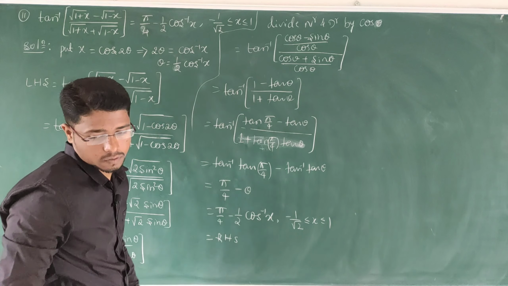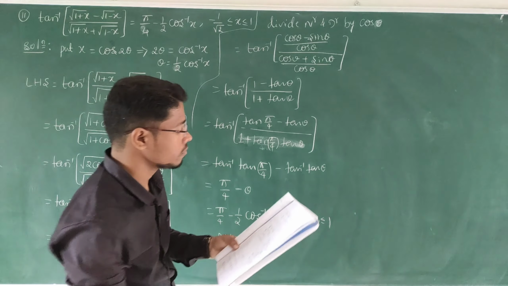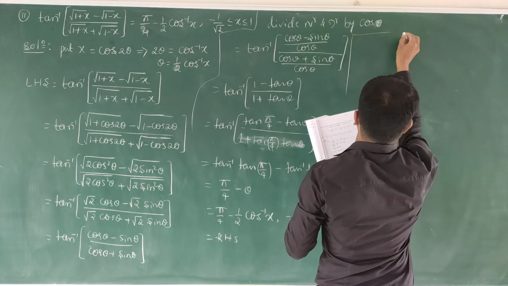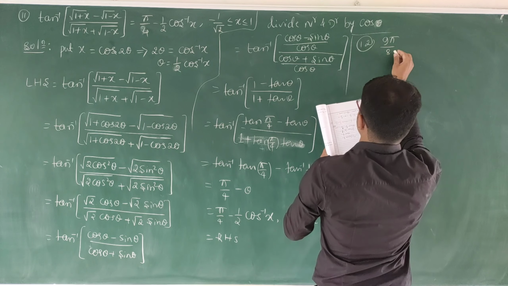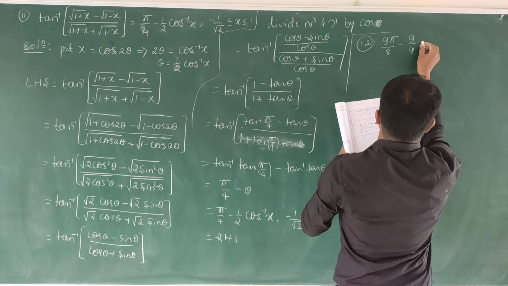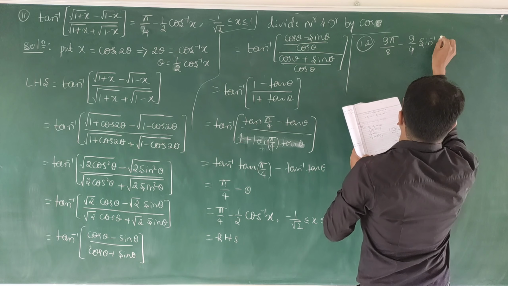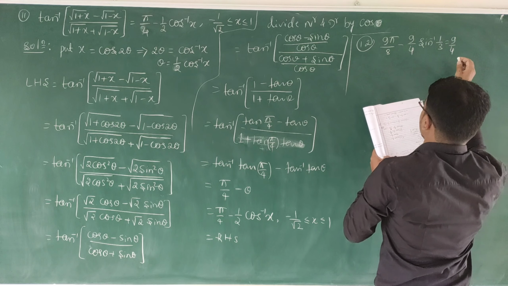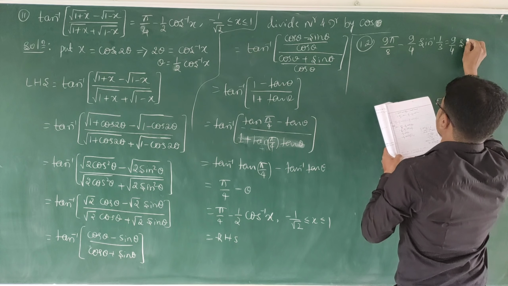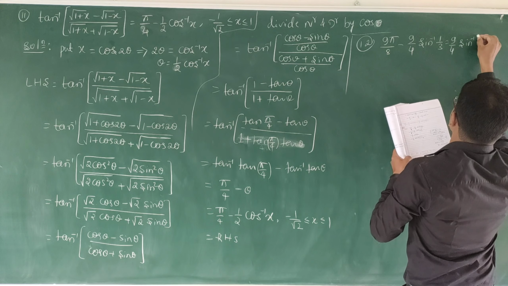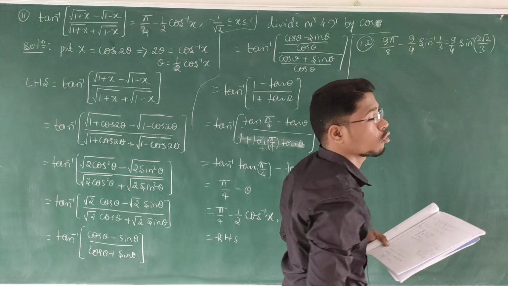Okay, see next question, one more, question number 12. Prove that 9 pi by 8 minus 9 by 4 into sin inverse of 1 by 3 is equal to 9 by 4 sin inverse of 2 root 2 divided by 3. We have to prove this very important problem.